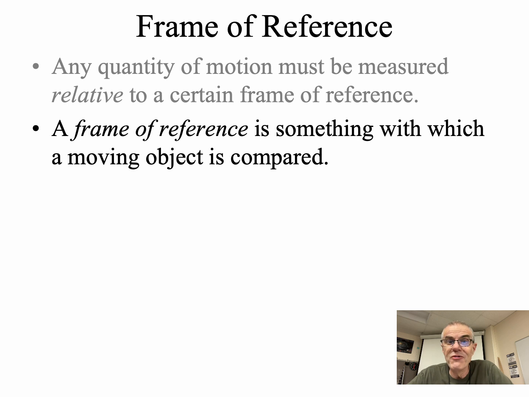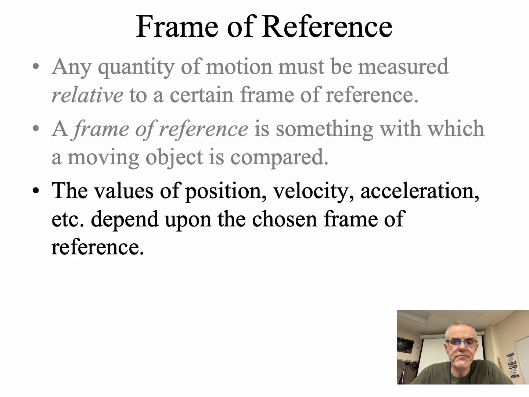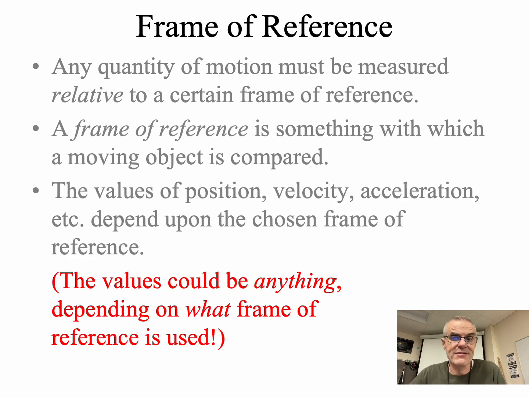But in reality, I moved a whole bunch of meters just now because the whole Earth is spinning through space. So the value I get for my velocity or my acceleration, the Earth is accelerating. The position of the Earth is changing. Basically, all the quantities that we might be interested in depend on the frame of reference that I choose. And the answer could be anything. It depends on what frame of reference I want to use.